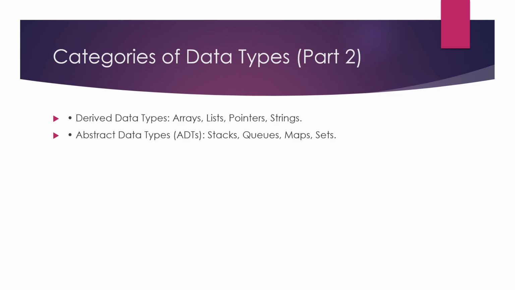Derived data types include arrays, lists, pointers, and strings. These types are built using primitive types and allow for more complex data structures. Abstract data types, ADTs, like stacks, queues, maps, and sets offer even higher levels of abstraction.